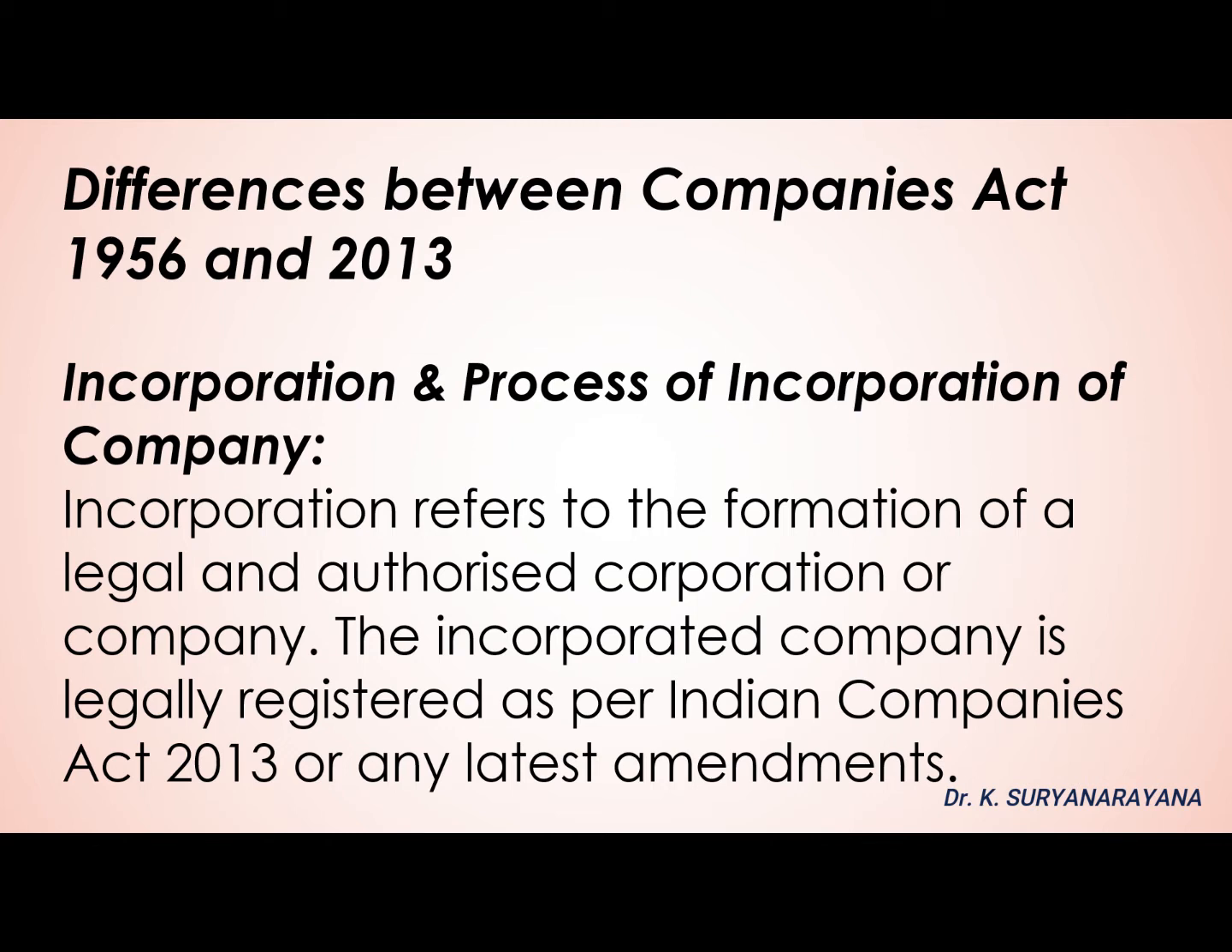Coming to the shareholders, as per the 1956 Act, the maximum number of shareholders allowed in a private company was 50, excluding past and present employees. As per the 2013 Act, the maximum number of shareholders in a private company is 200, excluding past and present employees. One-person company: the one-person company policy did not exist in the Companies Act 1956. The one-person company policy exists in the Companies Act 2013.